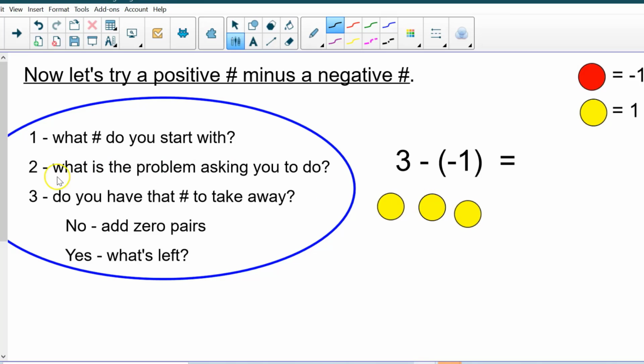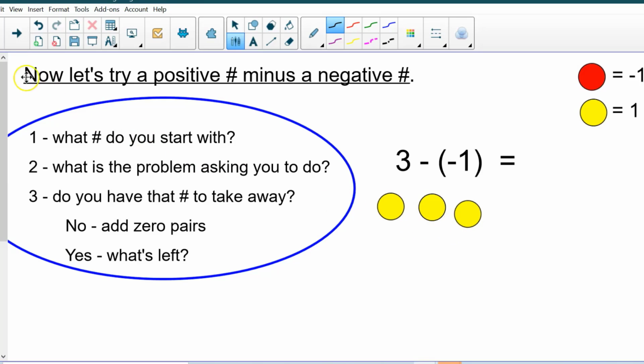And then it says, what is the problem asking you to do? Okay, it's asking me to take away -1. Uh-oh. But do I have, and that's the third question, do I have that number to take away? Do I have a -1 to take away? Nope, because all I have are positives. So what are we going to do?